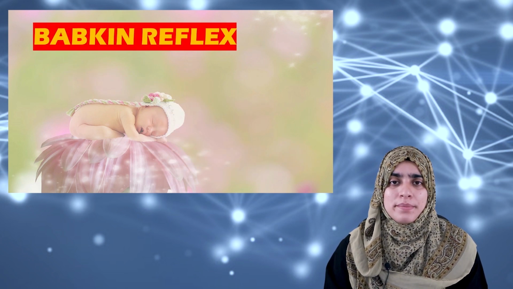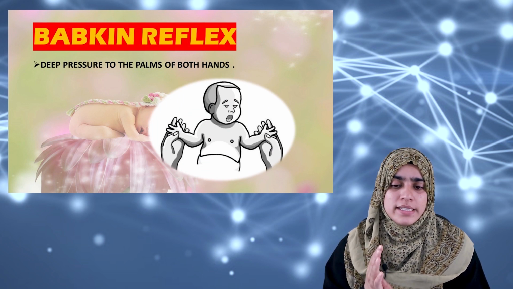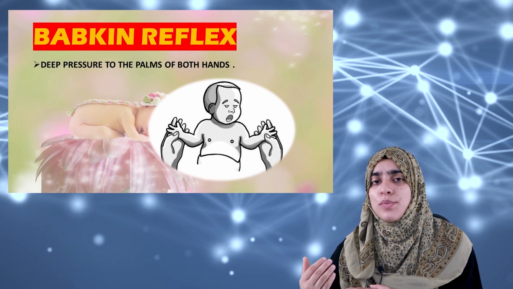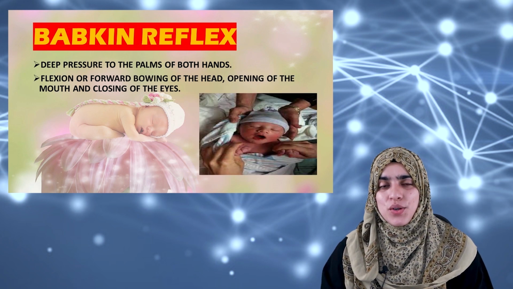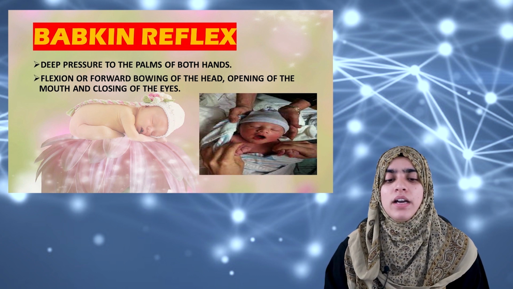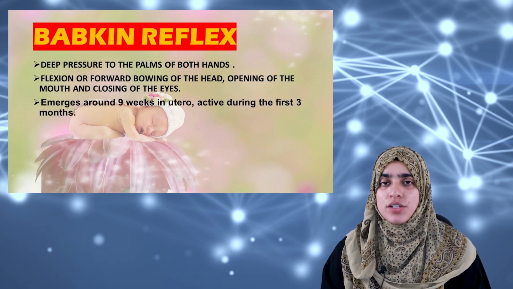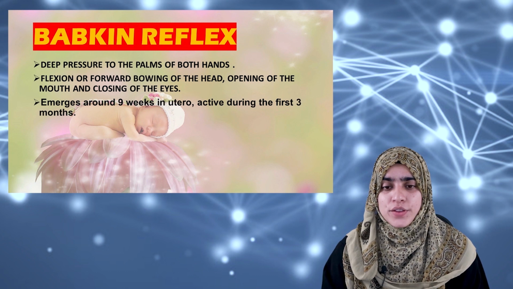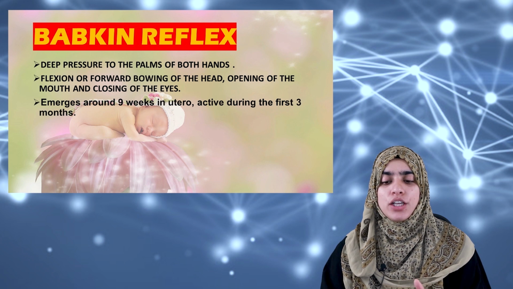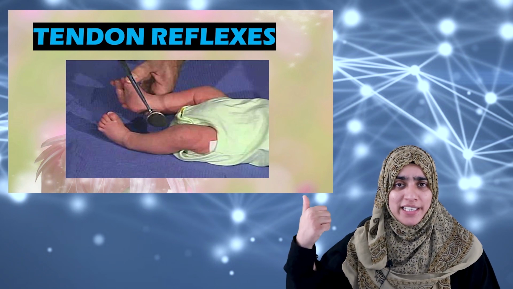The next reflex is the Babkin reflex. In this reflex, deep pressure is applied simultaneously to the palms of both hands of the baby while the infant is in supine position. The stimulus is followed by flexion or forward bowing of the head, opening of the mouth and closing of the eyes. This reflex usually emerges around 9 weeks of age, that is in utero itself, is present during the first 3 months after birth, and should be integrated or fade around 4 months of age.